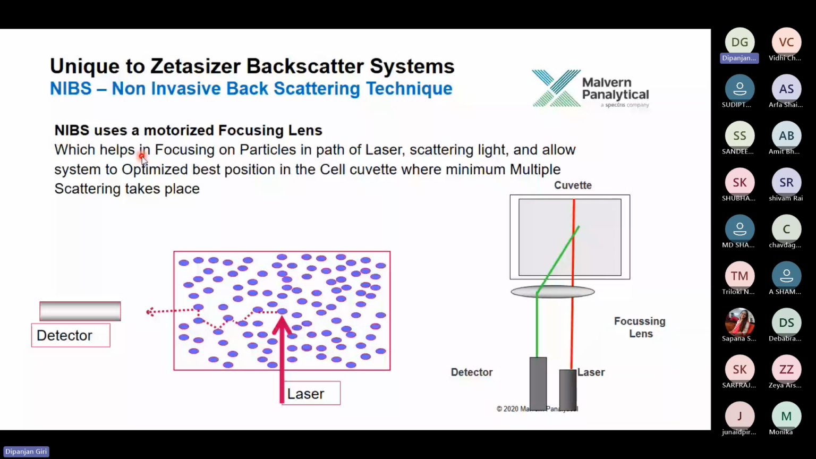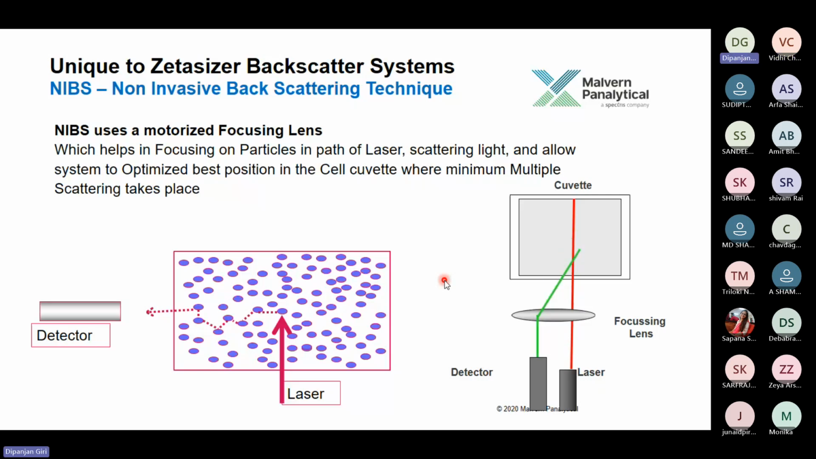It is a motorized focusing lens, as you can see here, which gives the opportunity to measure through the line of the laser at any depth in the cell. This helps in actually focusing on the particle in the path of the laser, and it allows the system to optimize the best position in the cell, where the minimum multiple scattering actually takes place.